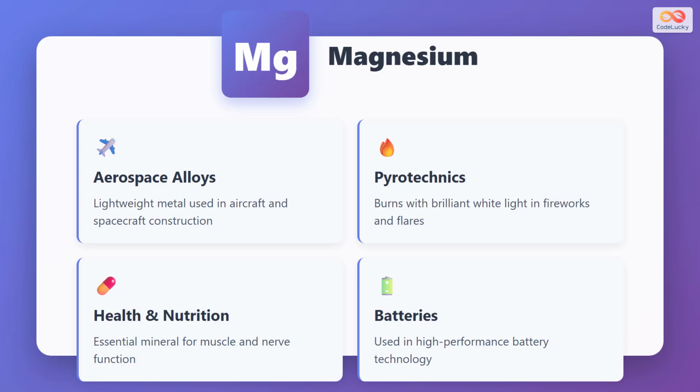Magnesium is one of the most important alkaline earth metals with numerous practical applications. In the aerospace industry, magnesium alloys are highly valued for their lightweight properties, making them ideal for aircraft and spacecraft construction. When magnesium burns, it produces a brilliant white light, which is why it's commonly used in pyrotechnics, fireworks, and emergency flares. Biologically, magnesium is an essential mineral for human health, playing critical roles in muscle contraction and nerve function. Additionally, magnesium is increasingly used in high-performance battery technology due to its favorable electrochemical properties.